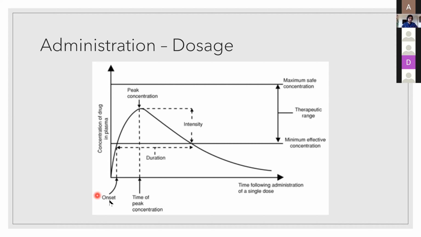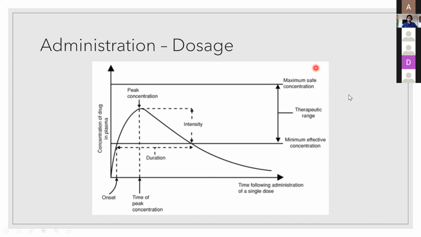Now, I want to draw your attention to onset, which is essentially the time it takes for the concentration of the drug to rise above the MEC. The time it takes for the drug to start producing an effect in the body. That's onset. And then the next, duration. This is the time, as we can see, that the drug concentration is above the MEC, the time that the drug is producing a therapeutic effect in the human body.